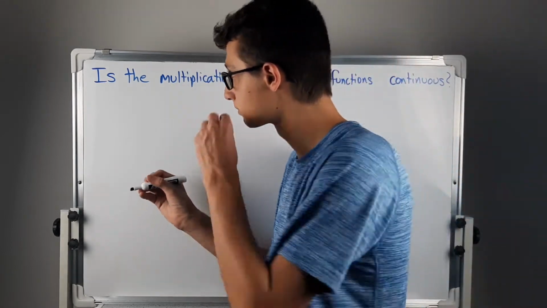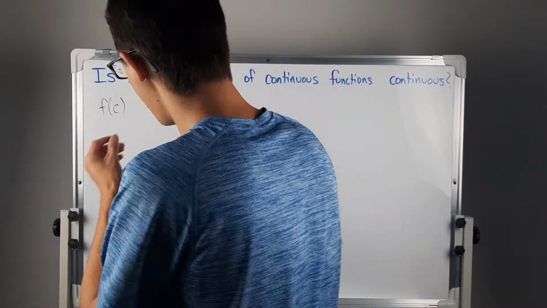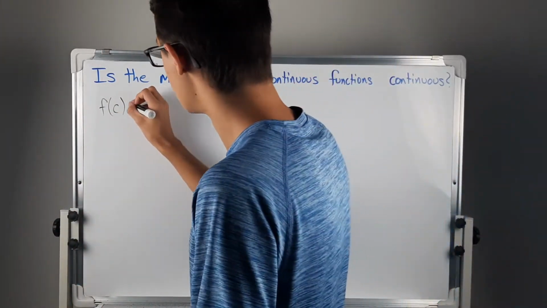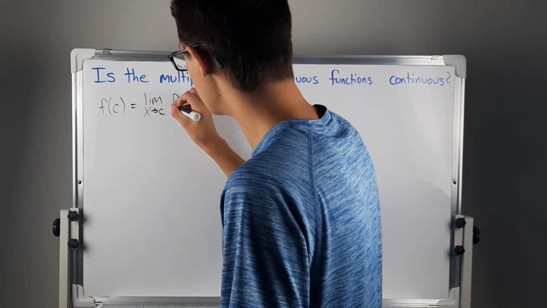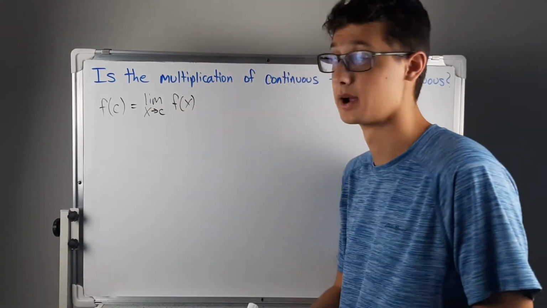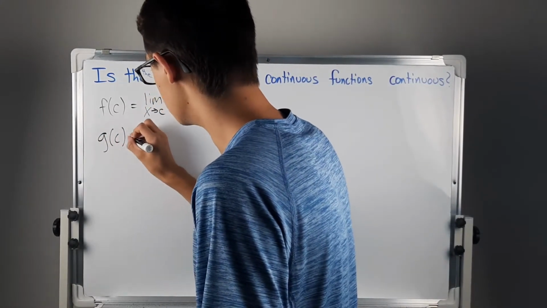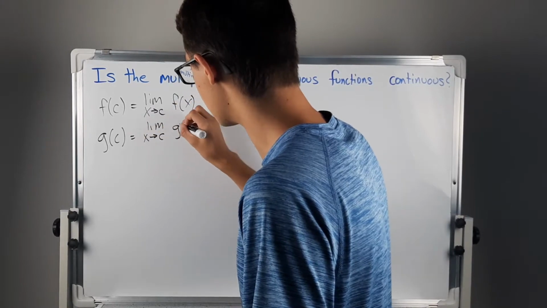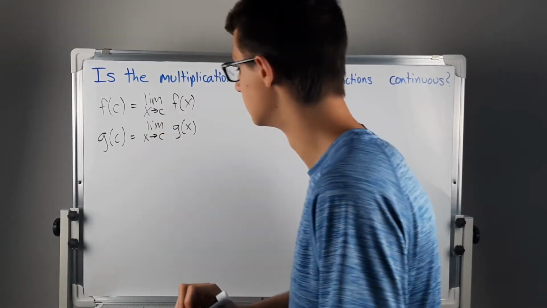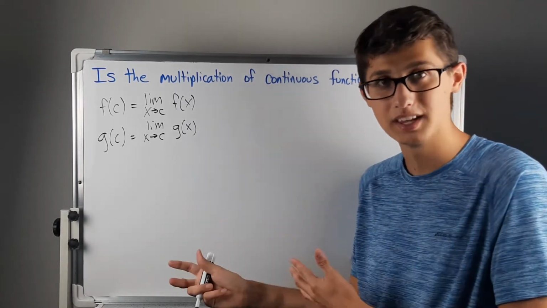So what that means is that if you take f of c, that is also equal to the limit as x approaches c of f of x. In addition to that, g of c is also equal to the limit as x approaches c of g of x. So this means that these two functions are continuous.